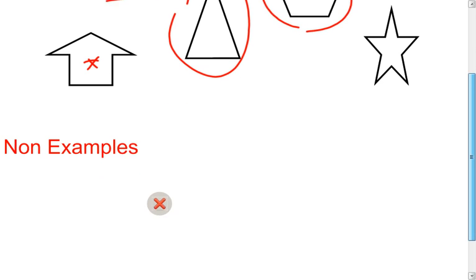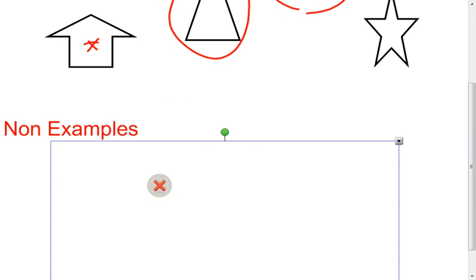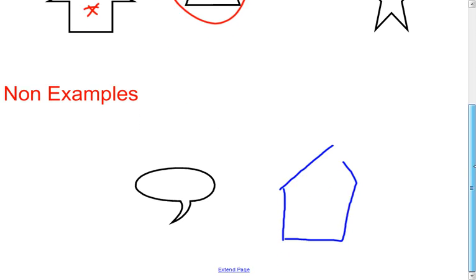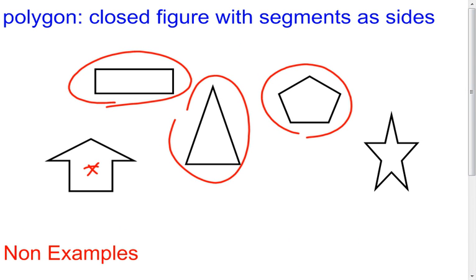Now, I also have some non-examples of polygons. For example, this figure here. That's not a polygon. It's closed, but it's not made up of segments. And then this one, as you notice, I hand drew that myself. But that's not going to be a polygon either, because assume that what I drew were straight, so I have segments. But there's this opening right here. Therefore, it's not a closed figure, which means that it's not a polygon as well. So remember, closed figure made up of sides.